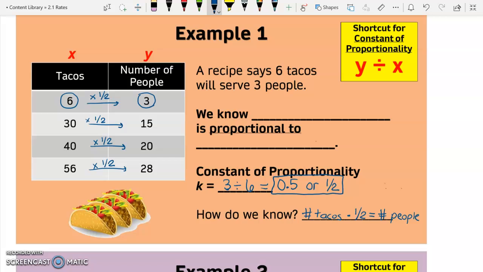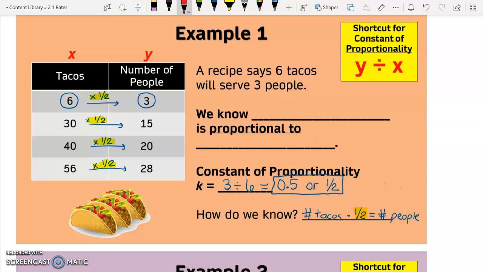Right? And that's what the constant of proportionality really is. It's the way to get from, in this case, tacos to the number of people. It's how we're relating those two different things. Okay? Finally, we know blank is proportional to blank.